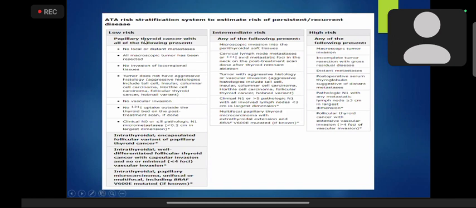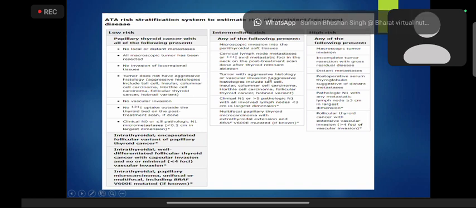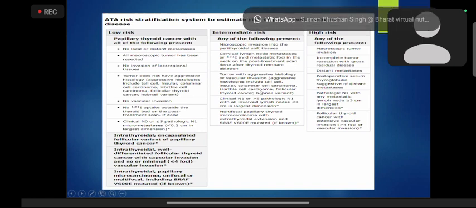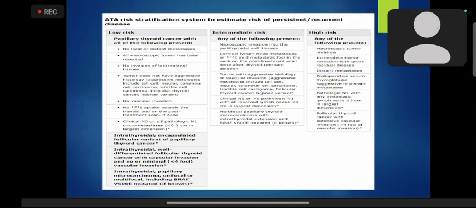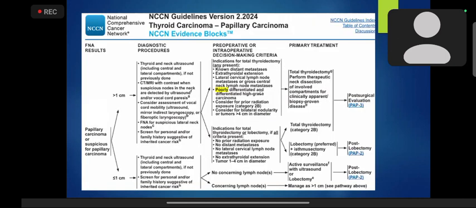So according to the ATA risk stratification, aggressive histology or vascular invasion comes in the intermediate group. So in the intermediate group, should we prefer radioactive iodine or not? It is one of the questions. In subsequent slides we will try to solve that, but there are no definitive guidelines.